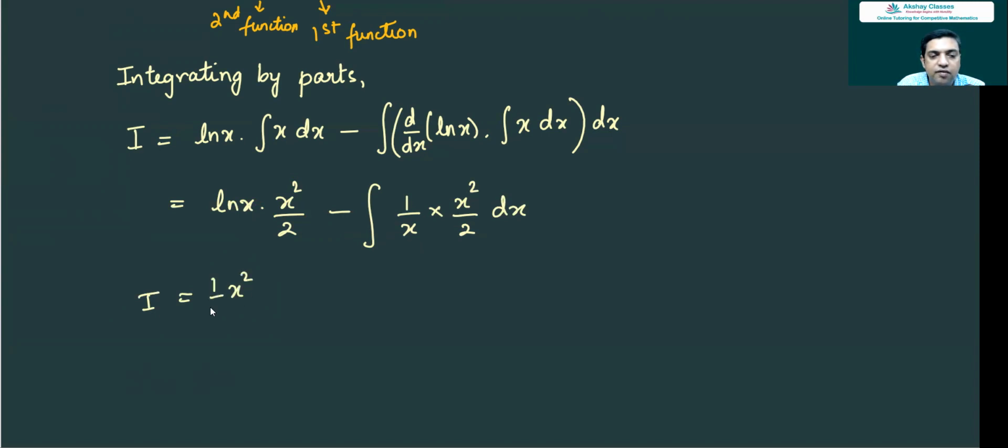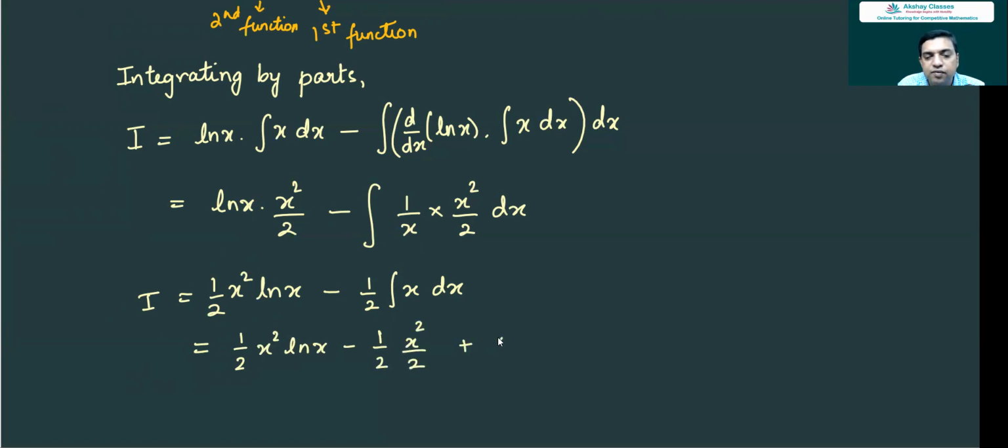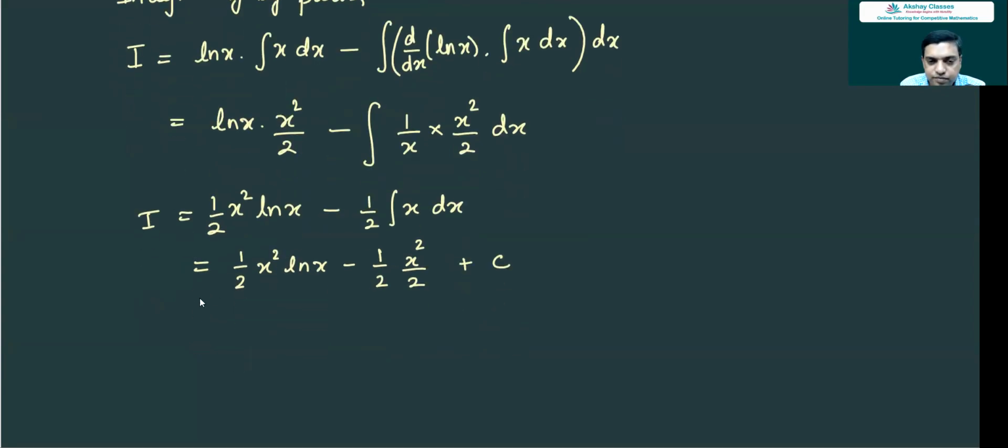So I is half x square log x minus half integral x dx. So this is half x square log x minus half x square upon 2. And finally add plus c. So if we take this x square upon 4 common, we get 2 log x minus 1 plus c.